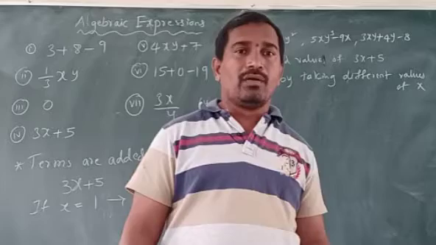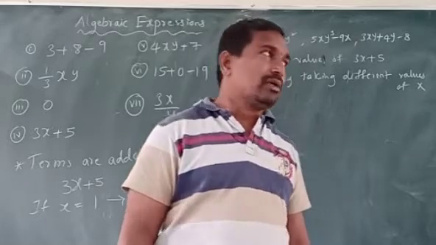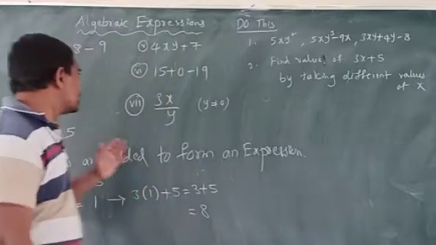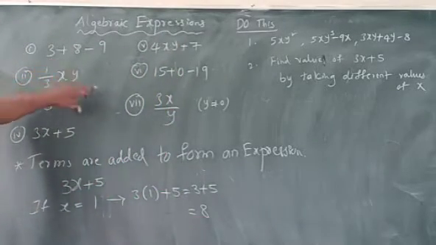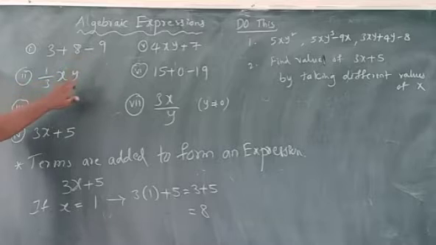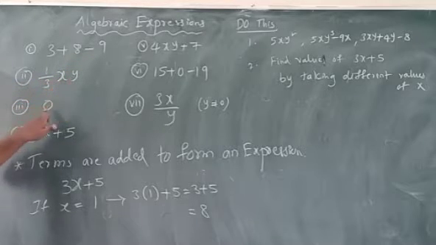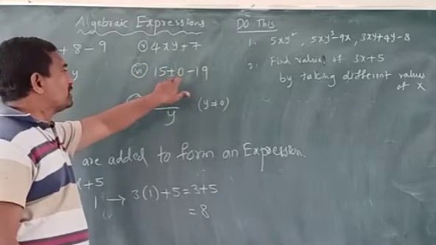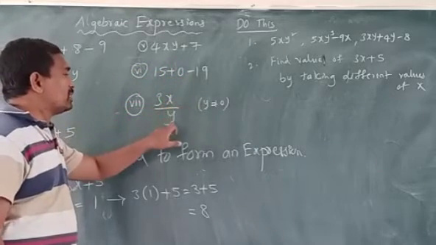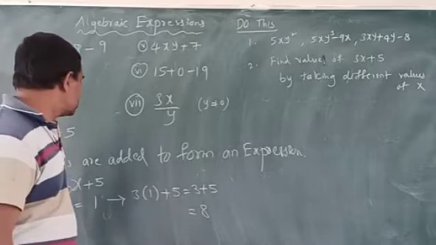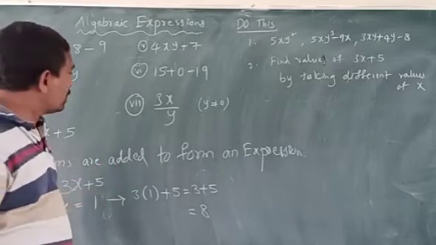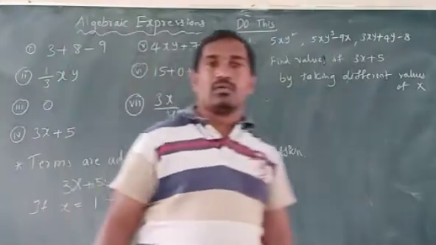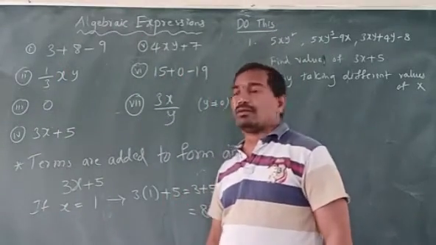Okay. Now already you know variables x, y, z. Now see, I am writing some expressions. Here see, 7 expressions: 3 plus 8 minus 9, 1 by 3 into xy, 0, 3x plus 5, 4xy plus 7, 15 plus 0 minus 19, 3x by y, y not equal to 0. So, what do you observe in these 7? Any difference?